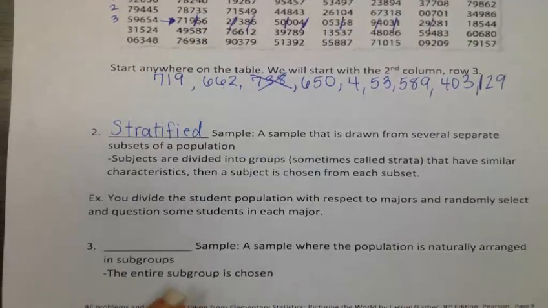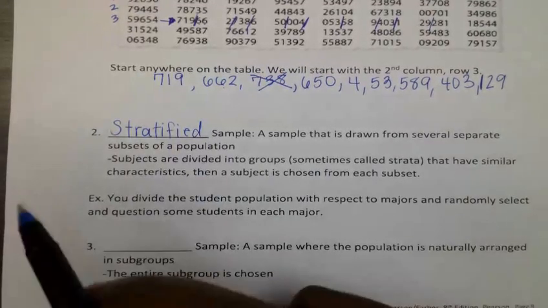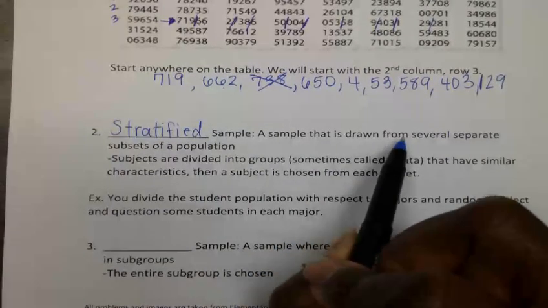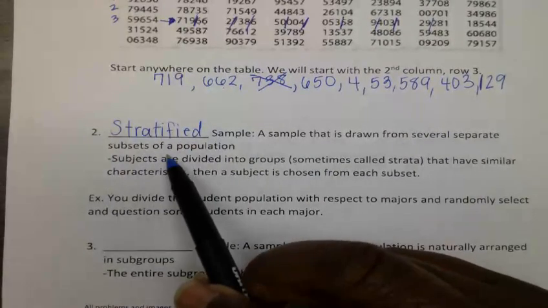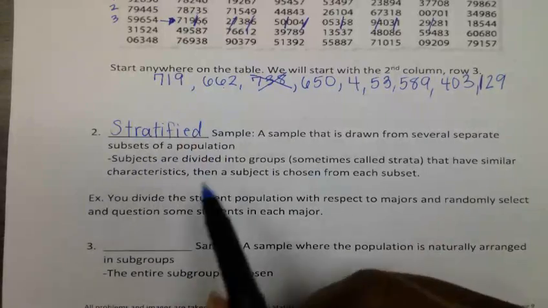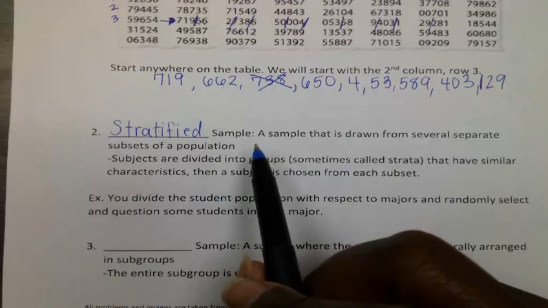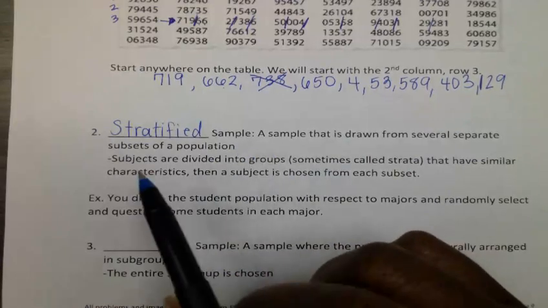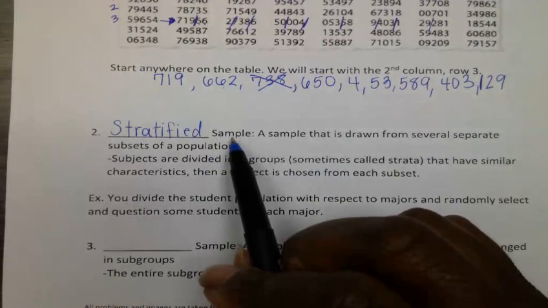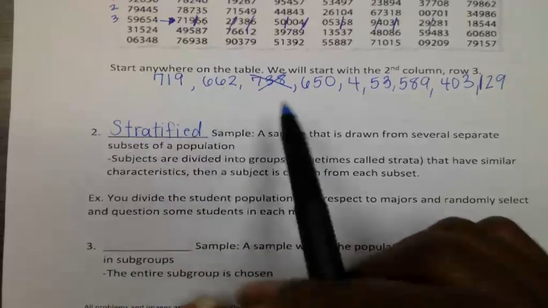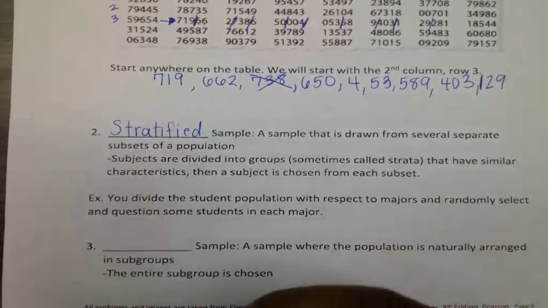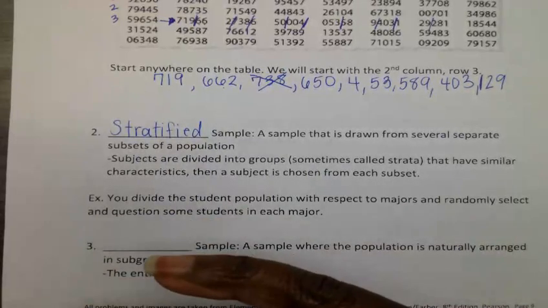So with simple random, we labeled the students and then we chose them, or they were already labeled and we chose them as a group. With stratified, a sample that is drawn from several separate subsets of a population. So what is done here is they take the population and break the sample into something with similar characteristics. All right.